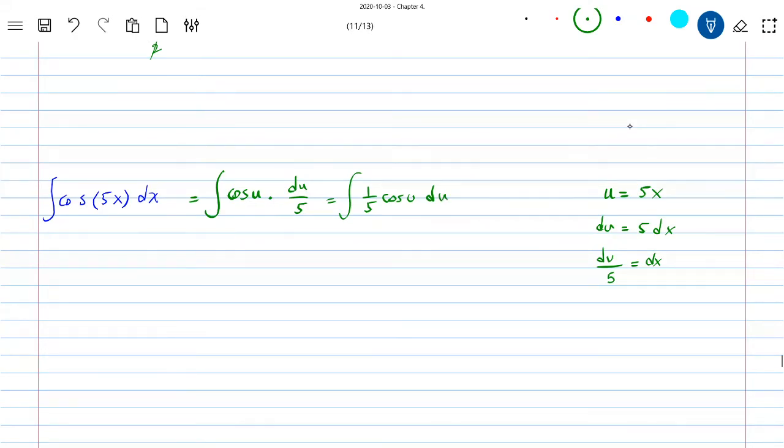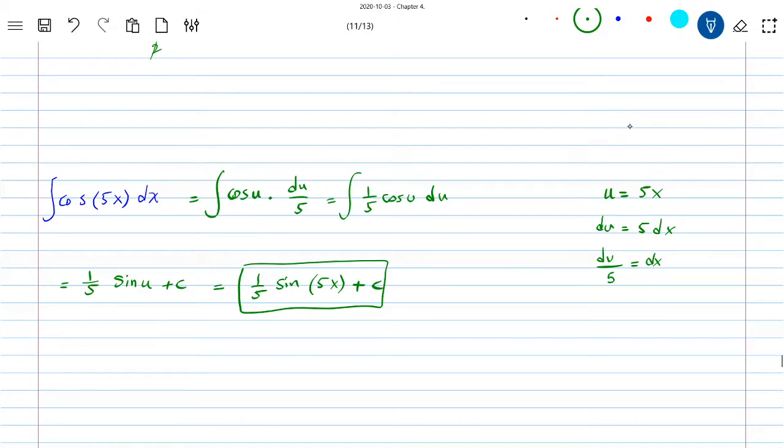I recommend writing it this way, so you know there is a constant. You have to multiply at the end. 1/5 times the integral of cosine u is sine u plus some constant. And this is 1/5 sine of, what is u? u was 5x, plus c. This is the integral.